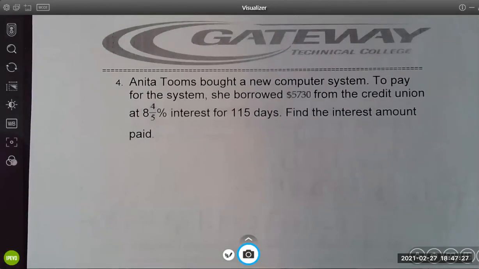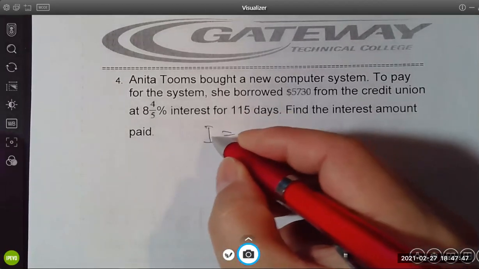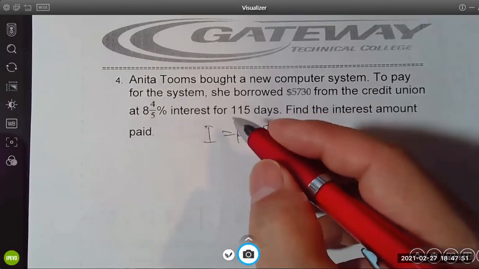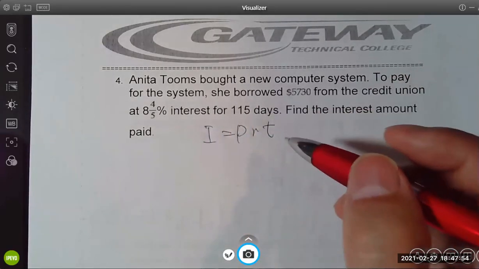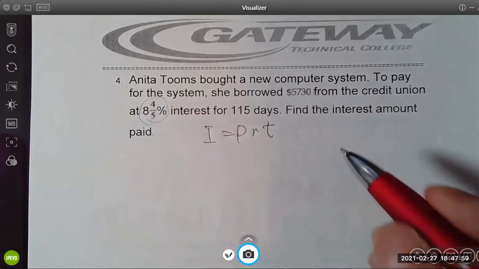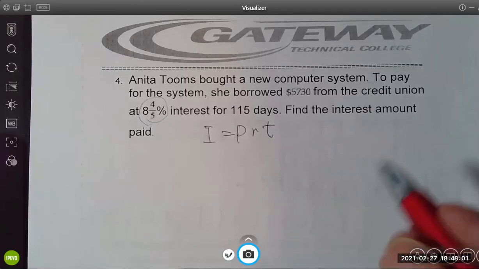Anita Toombs bought a new computer system. To pay for the system, she borrowed $5,730 from the credit union at 8 and 4/5% interest rate for 115 days. Find the interest amount paid. So this is a very simple, straightforward problem. We're looking for this I. The reason I use this one as an example here is that I want to make sure people know how to convert the fraction percent to decimal correctly.